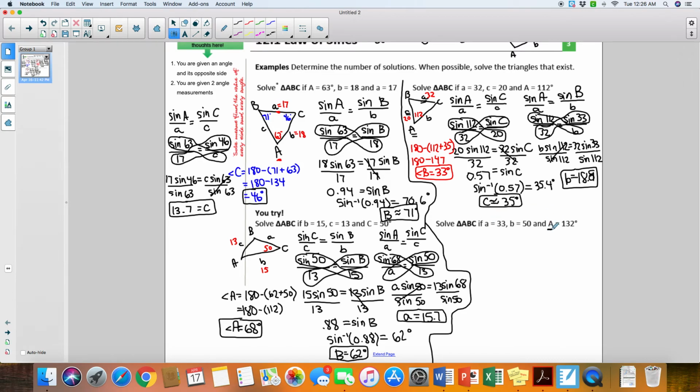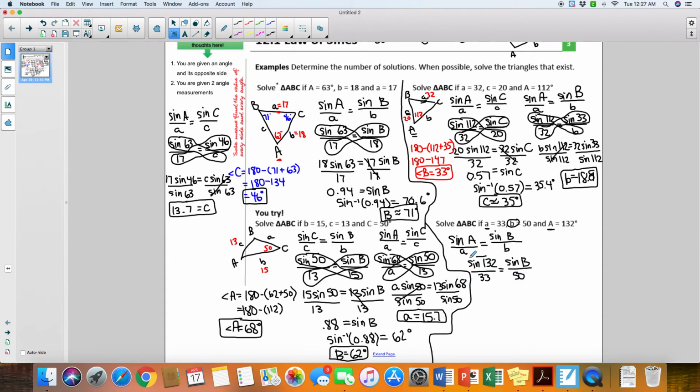All right, so it gives me big A and little a. So that means I know for sure I'm going to use sine of capital A over little a. All right, and then it also gives me B. So that means I'm also going to use sine of capital B over little b. All right, so now let's substitute the information. So this would give me sine of 132 over little a, which is 33. And that would equal sine of capital B over little b, and little b happens to be 50.